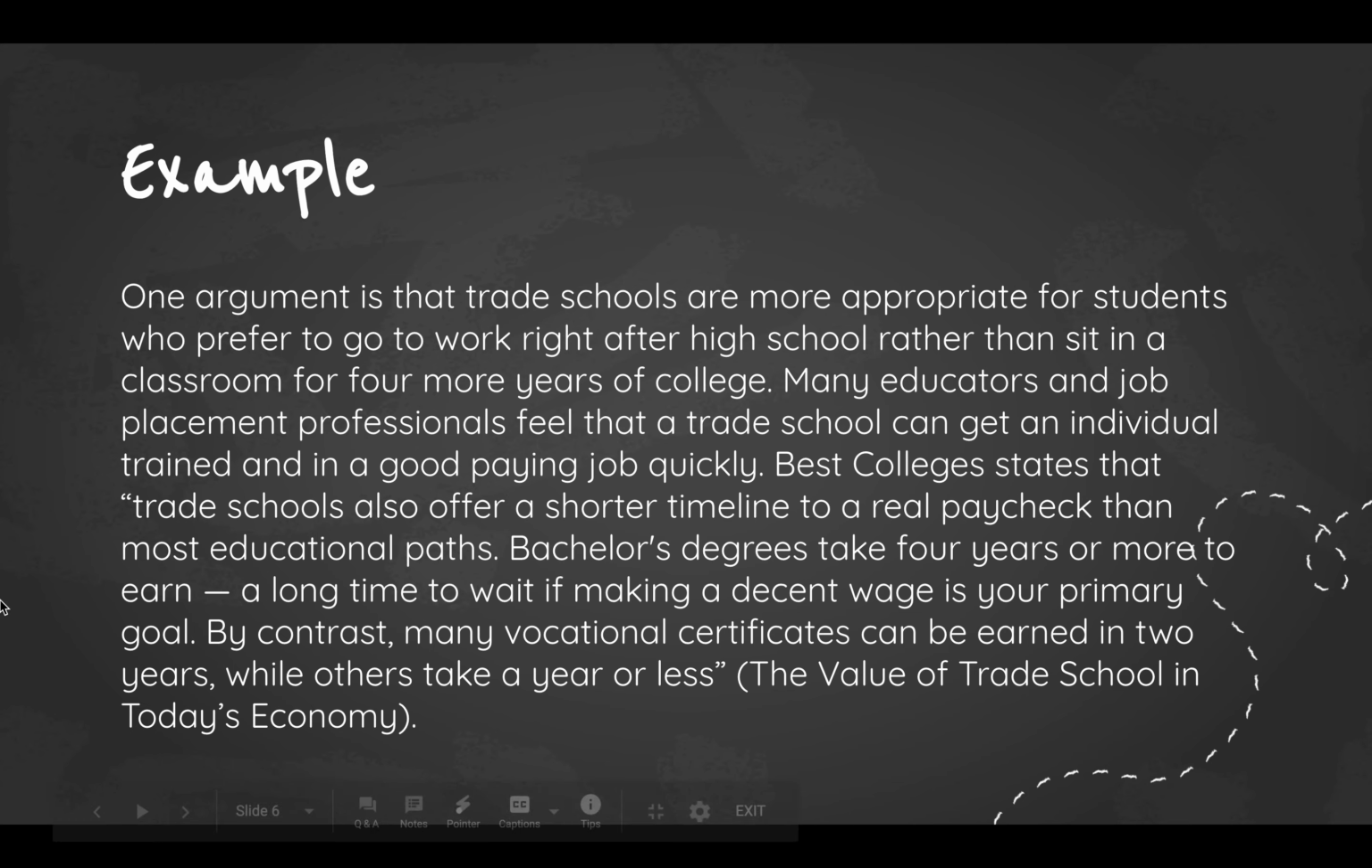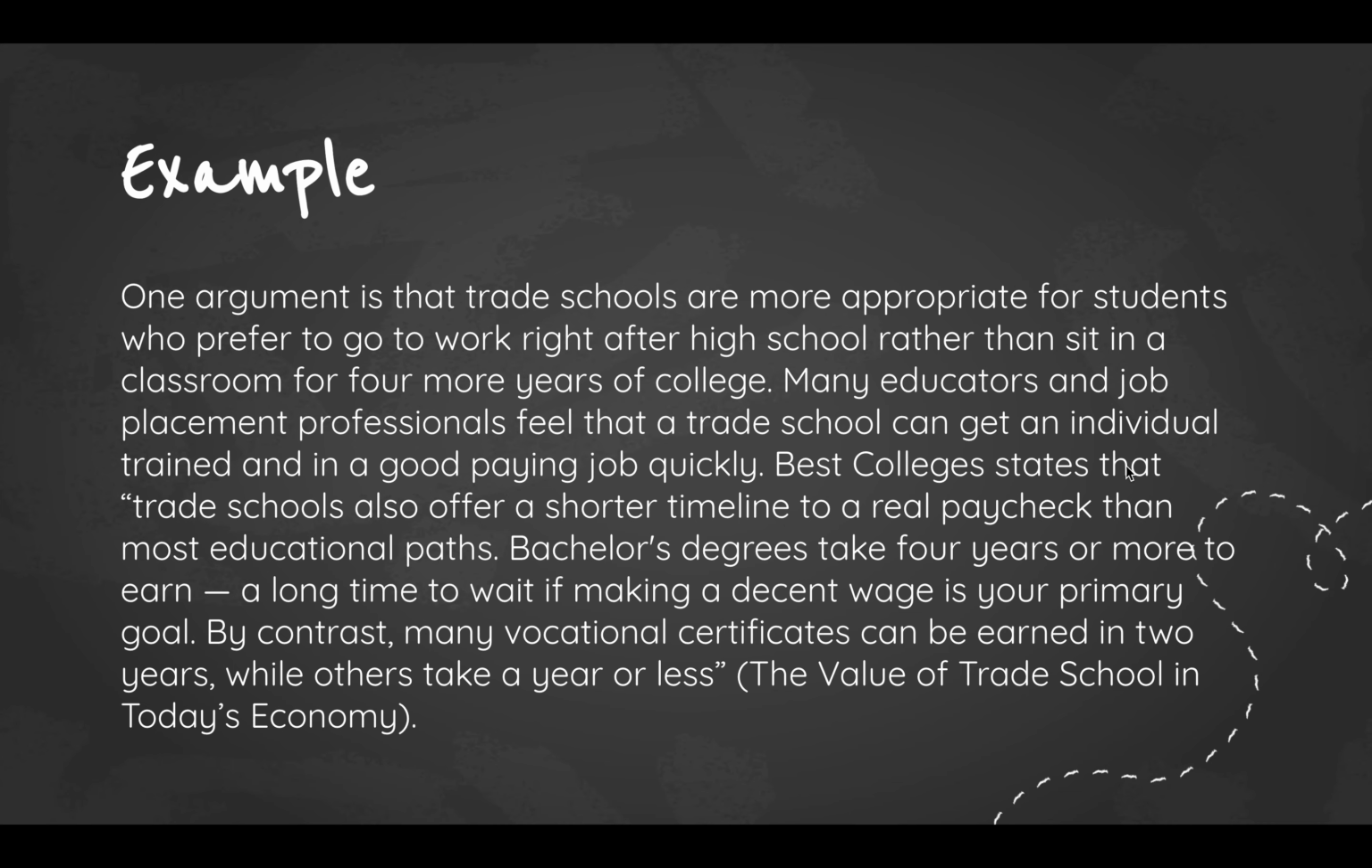Here's an example. One argument is that trade school is more appropriate for students who prefer to work right after high school rather than sit in a classroom with 4 more years of college. I am talking a little bit about the idea of the quote before I get into the quote. Many educators and job placement professionals feel that a trade school can get an individual trained and in a good paying job quickly. Best Colleges, which is a job placement professional website, and so that's why I had those 2 sentences before this. Best Colleges states that trade schools offer a shorter timeline to a real paycheck, and then the quote.